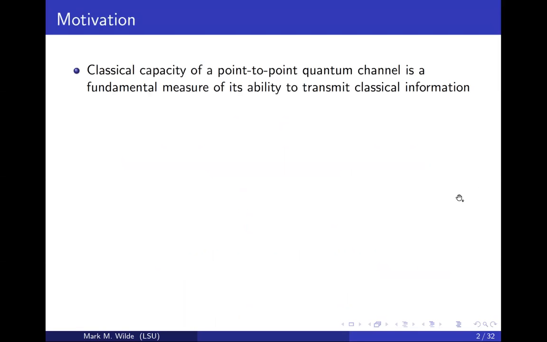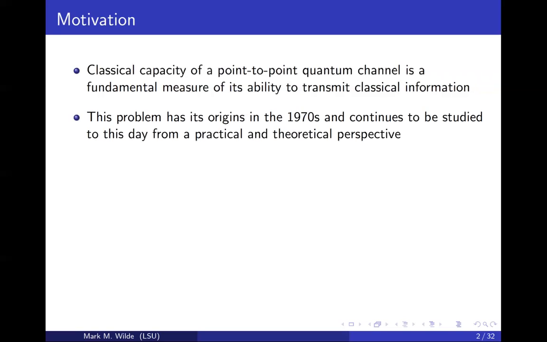Okay, so what is the motivation? As I said, we're interested in the classical capacity of a point-to-point quantum channel. What I mean by that is there's a sender and there's a receiver, and those are the only participants involved. And this classical capacity is a fundamental measure of the ability of the channel to send classical information. This problem has been studied for a long time. This is probably one of the earliest problems considered in quantum information theory. One of the fundamental results is due to Alexander Holevo in 1973, the Holevo bound.